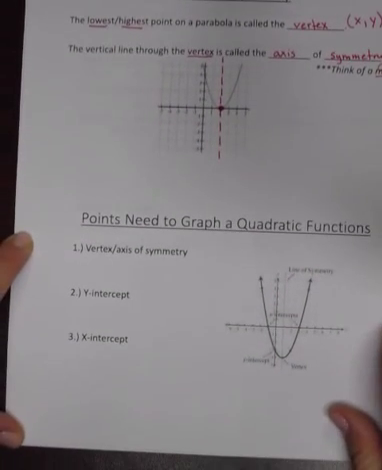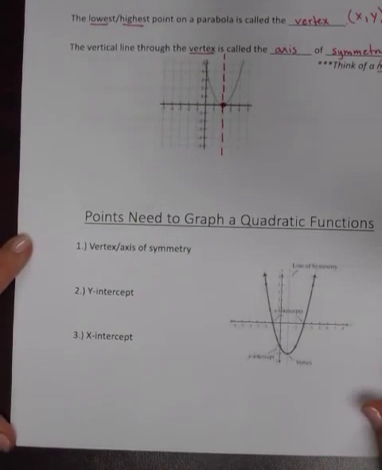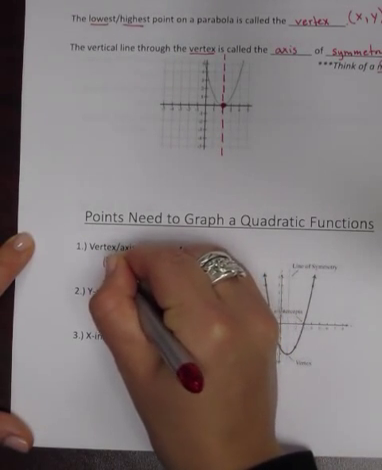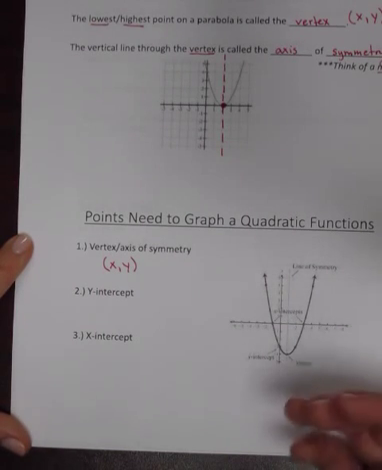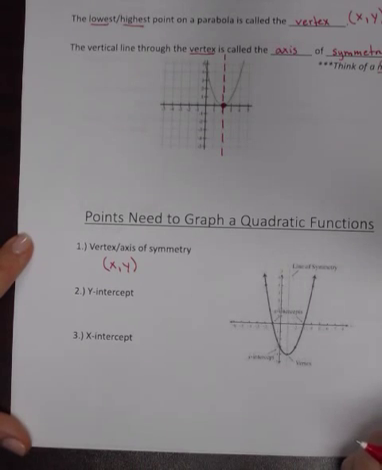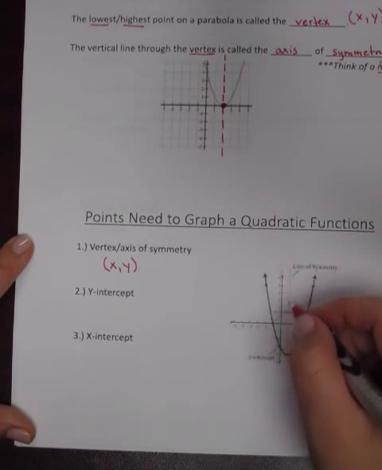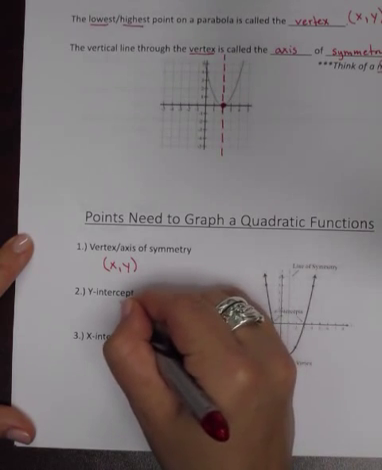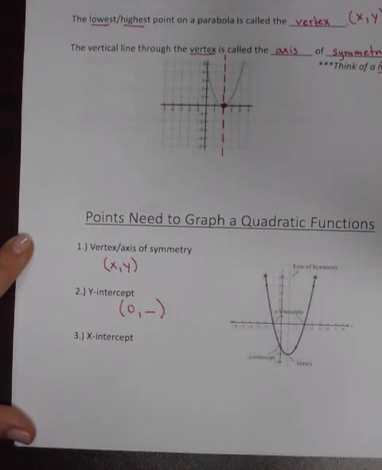Now, in order to start graphing quadratic functions, we need certain points. The first point that we need is your vertex, so that's going to be some x and some y. It's either going to be your lowest or your highest point, depending on if it's a U-shaped or an N-shaped parabola. Then we need our y-intercept, and remember your y-intercept is where your graph crosses your y-axis. That's going to be one point, so we're going to let x equal 0 and solve for y.